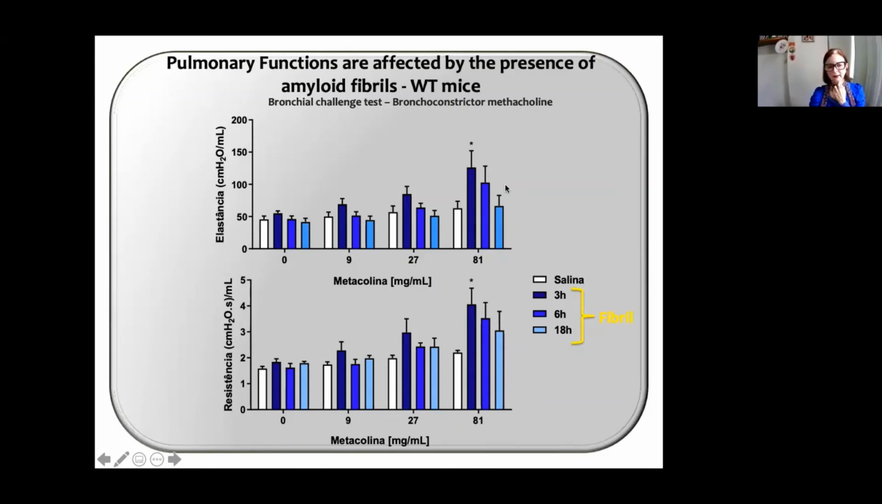I don't have right now the respective data for the knockout mice, but just to show you that in the presence of saline, that's in white, no problem, the animal stands the methacholine injection, either measured by elastance or resistance. But in the presence of the fibrils, at 3, 6, and 8 hours, in the presence of a higher concentration of this bronchoconstrictor, they do have problems. But as the fibrils probably are being digested, they recover this lung functionality, and we are very eager to see whether this is going to be kept elevated in the wild type mice.